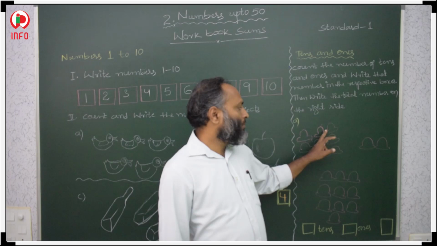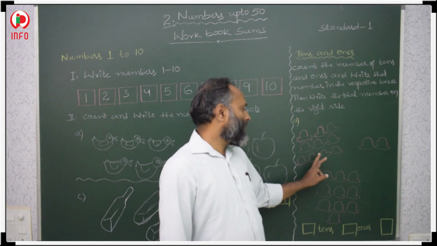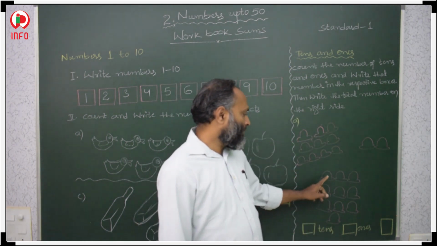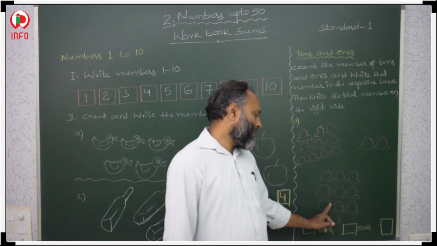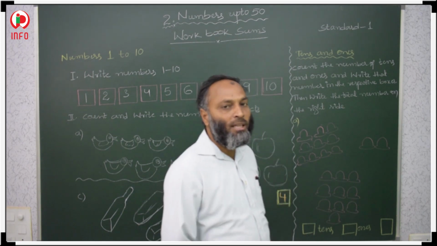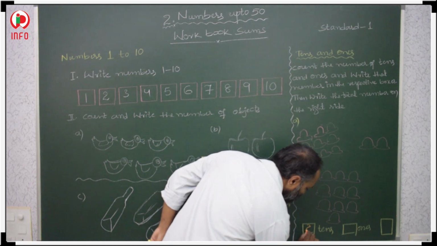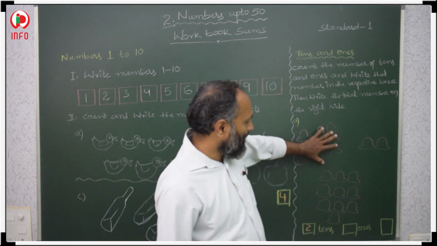1, 2, 3, 4, 5, 6, 7, 8, 9, 10. This is one 10 group. Another 1, 2, 3, 4, 5, 6, 7, 8, 9, 10. This is one group, this is one group. How many tens groups are there? 2 tens. This is one 10 and this is another 10.